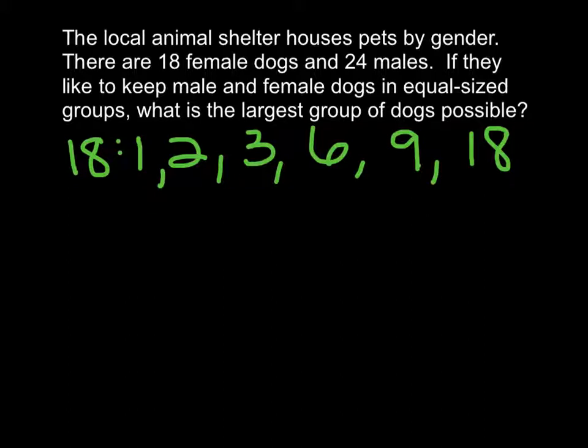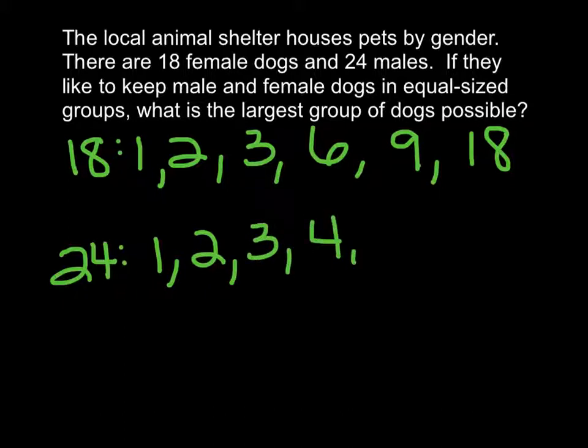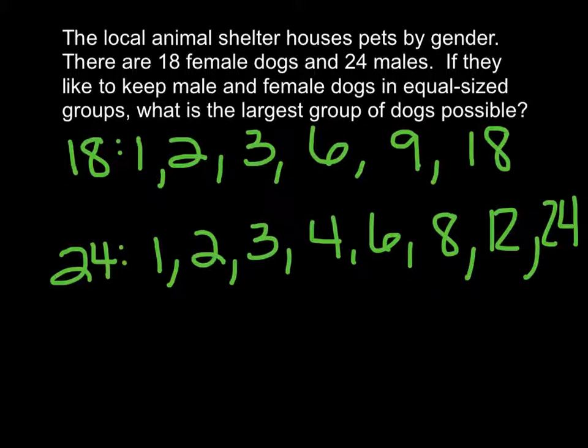If you took the 24 males and split them up into even groups, you could do groups of just 1 dog. You could do groups of 2 dogs. You could do groups of 3, 4, 6, 8. You could do groups of 12. And you could do one really large group of 24. That is all the ways that you could divide those dogs into even groups.